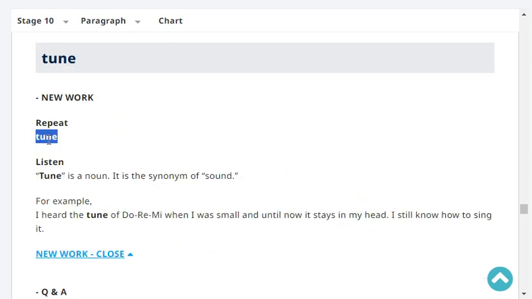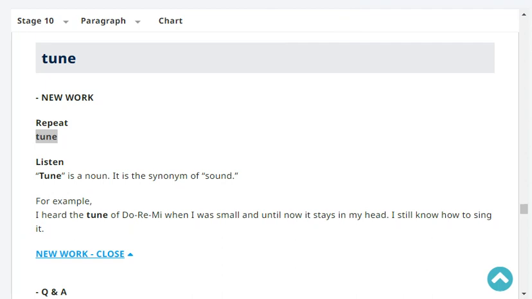Next, repeat. Tune. Okay, listen. Tune is a noun. It is a synonym of sound. For example, I heard the tune of Do Re Mi when I was a small child, and until now it stays in my head. I still know how to sing it.